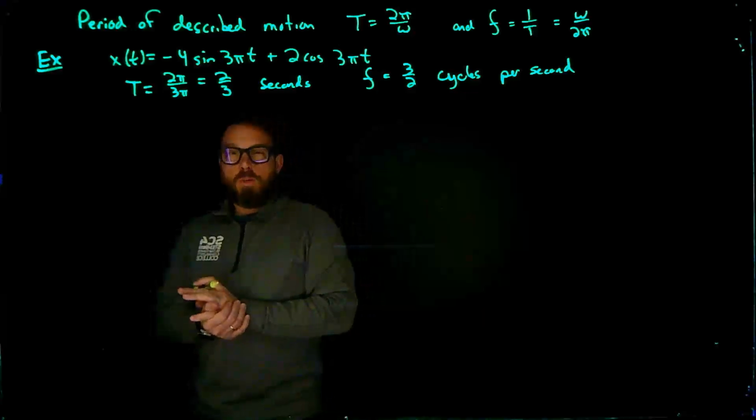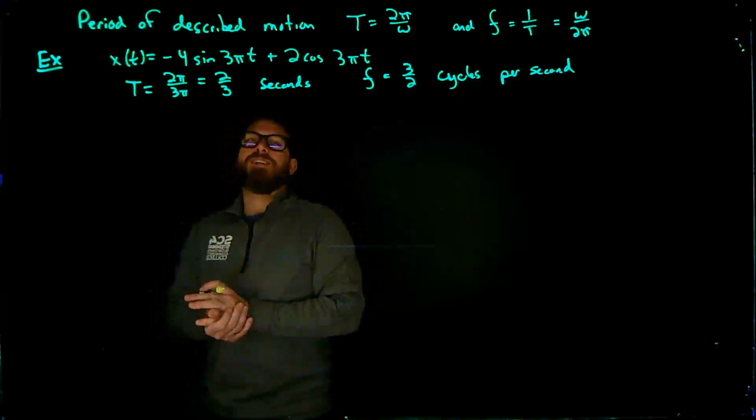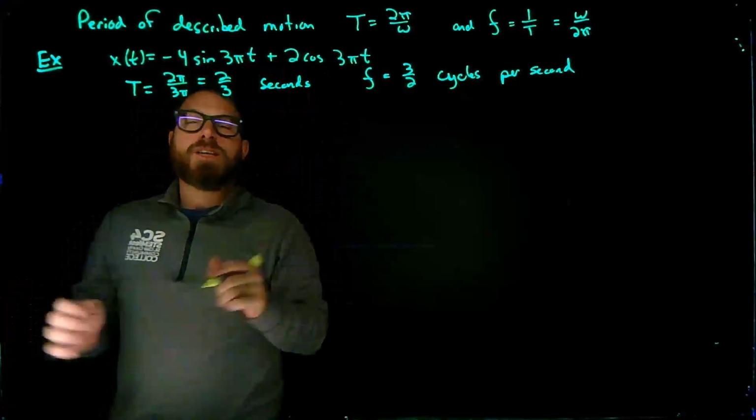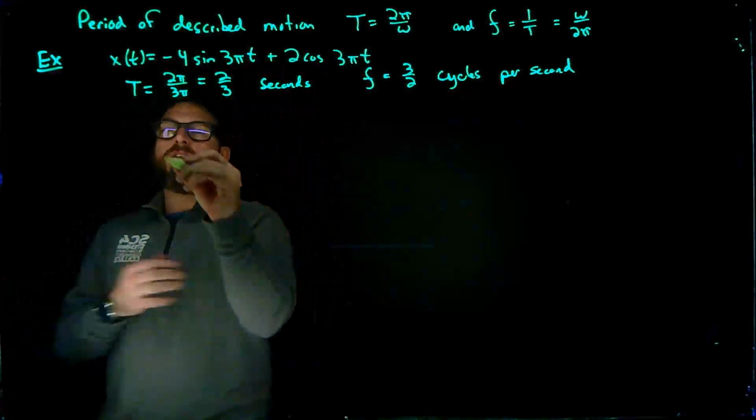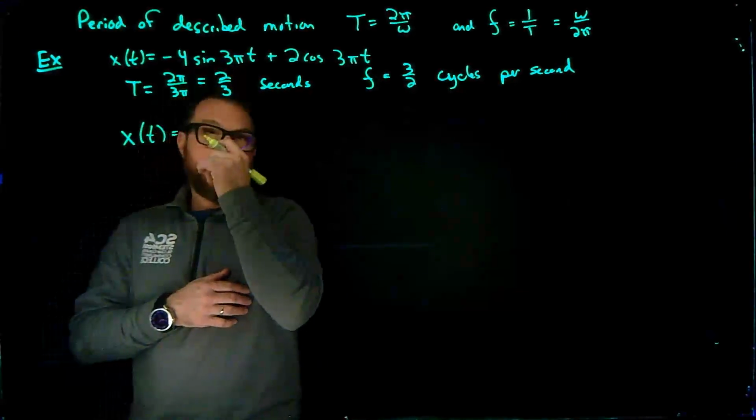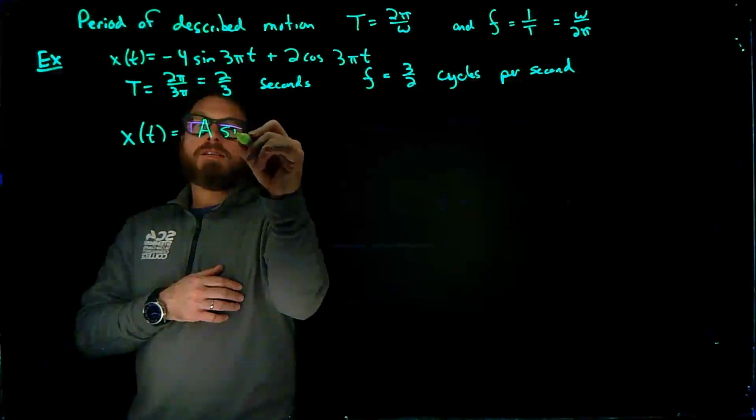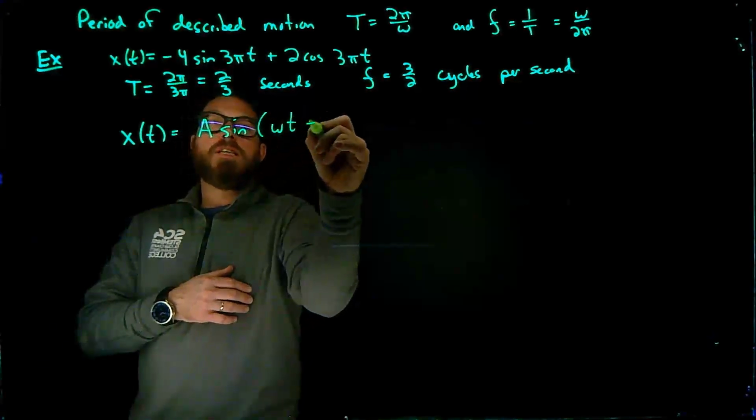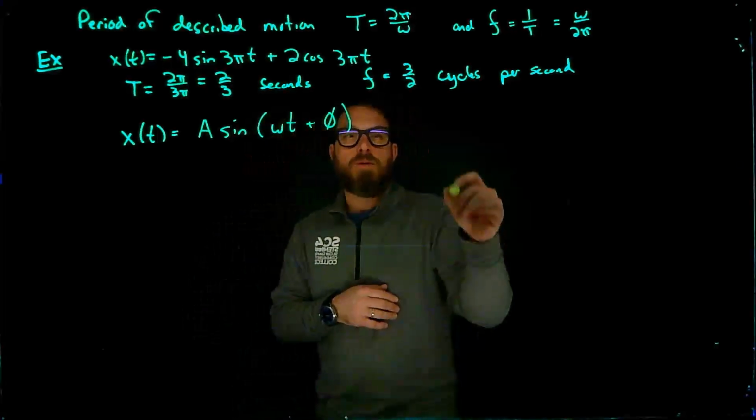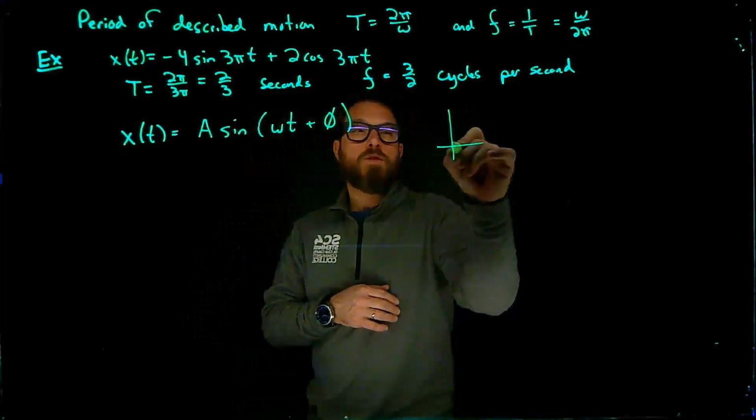There's another way of writing this. Instead of writing this in terms of just sines and cosines, I can write this in terms of a single sine. So x of t is going to be equal to A sine of omega t plus phi. And the way this is actually found is, we'll just say first quadrant right now.